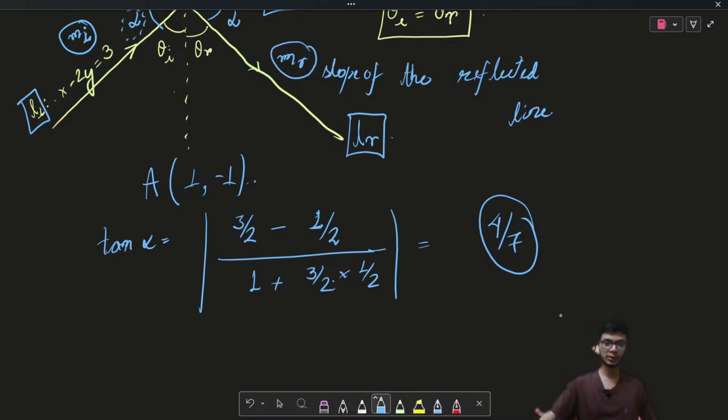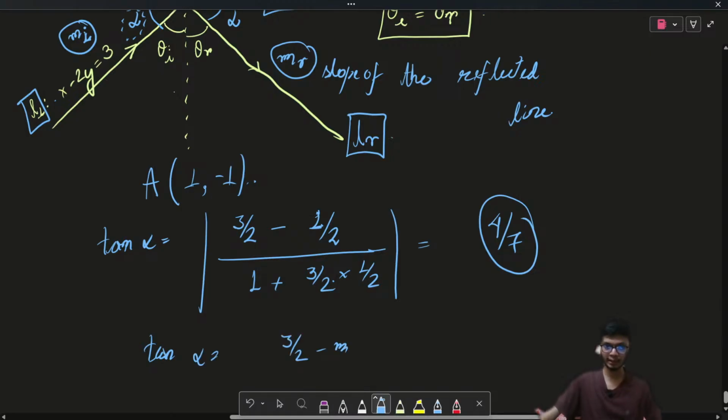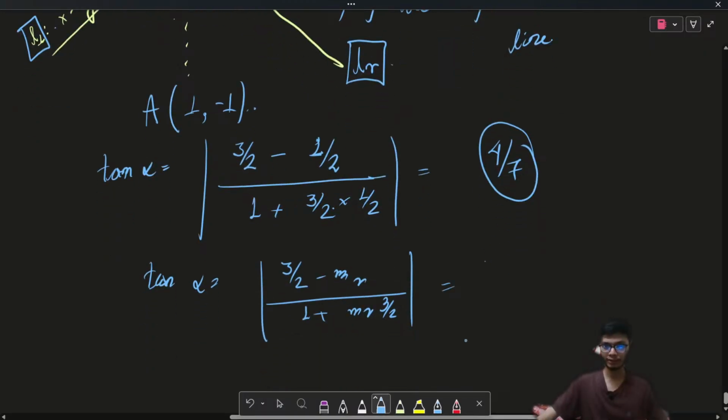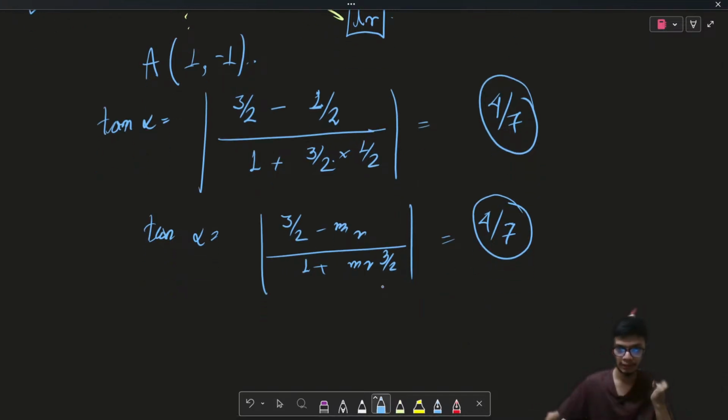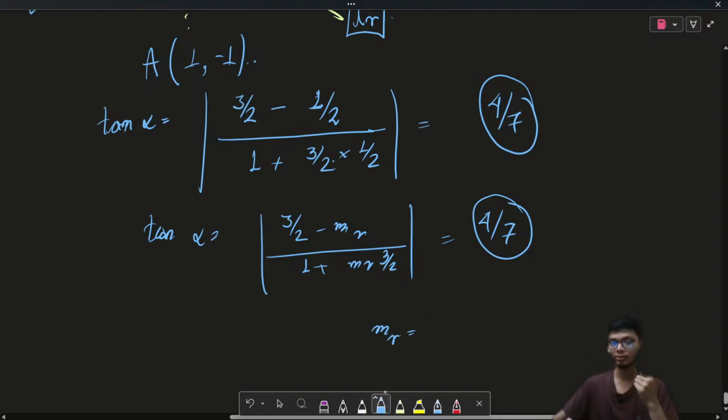Now in the similar sense, if you apply the angle formula for the reflected line and the mirror line, tan alpha is going to be 3 by 2 minus m_r, divided by 1 plus m_r into 3 by 2, taking the modulus, and that should be equal to 4 upon 7, right? If you solve this equation, you will definitely get the value of m_r. Because there is a modulus, you will get two values of m_r.